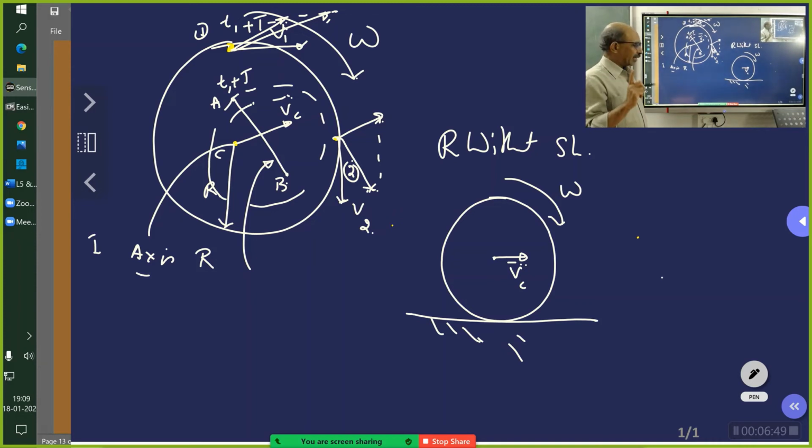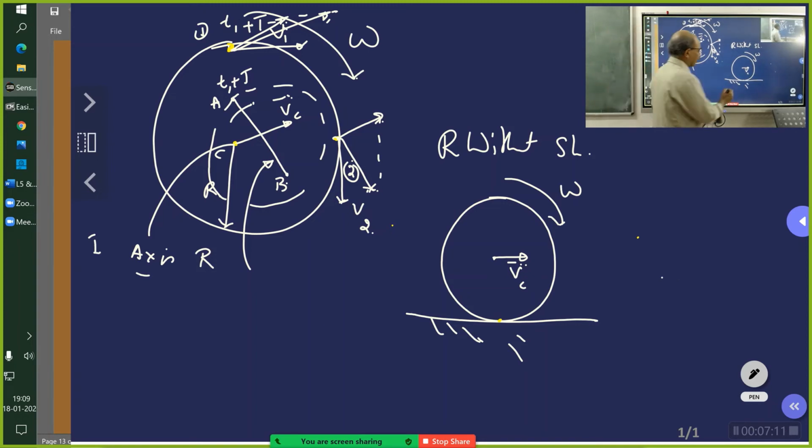At a given instant of time, now watch out all of you, one particle of this body is at rest. Which particle is at rest? The one at the bottom. The bottommost particle is at rest. What is the condition for it to be at rest? When omega r is equal to Vc.